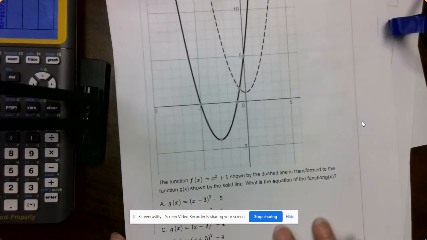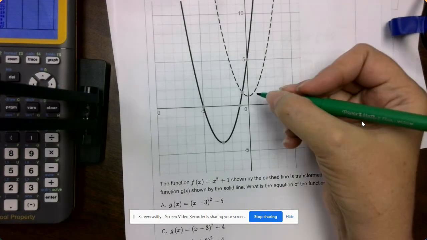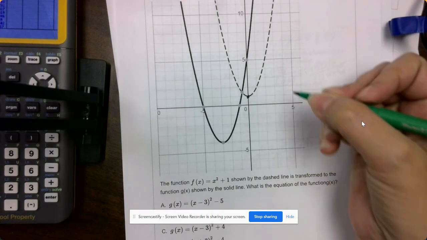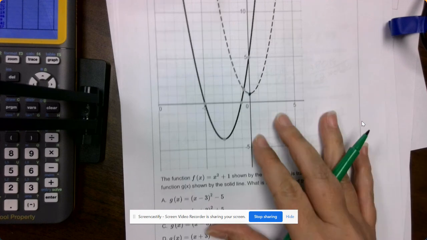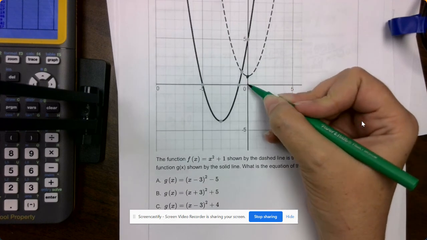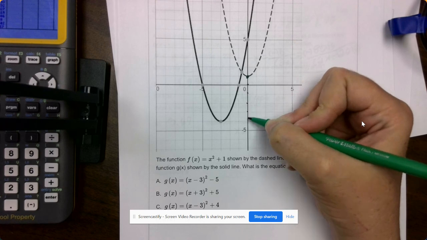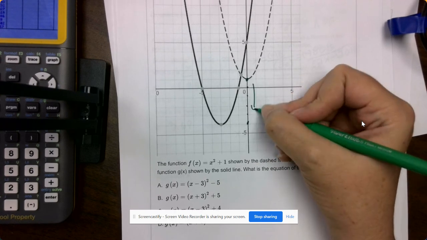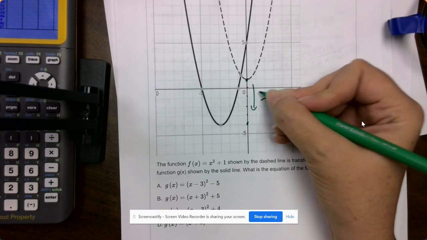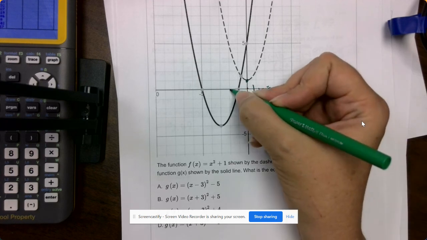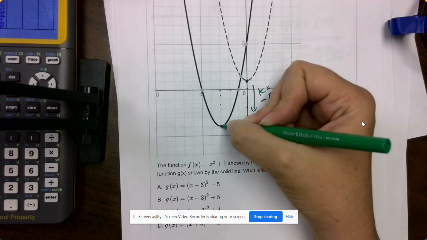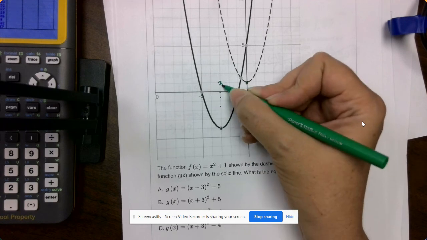So on this one, everybody, I look at the graph, okay, so it's x plus 1. And we want to compare it. So we notice that it went down 1, 2, 3, 4, 5. So down 5. So everybody, that's going to be our k value. And then it moved 1, 2, 3. So everybody with these, we're using the vertex, so left 3.